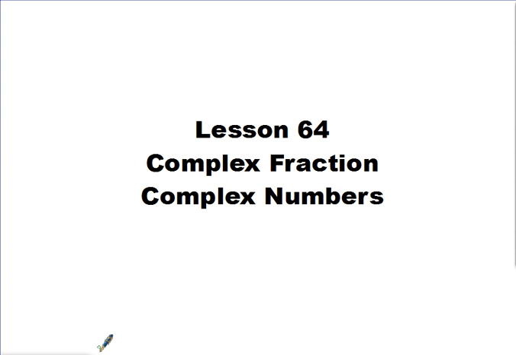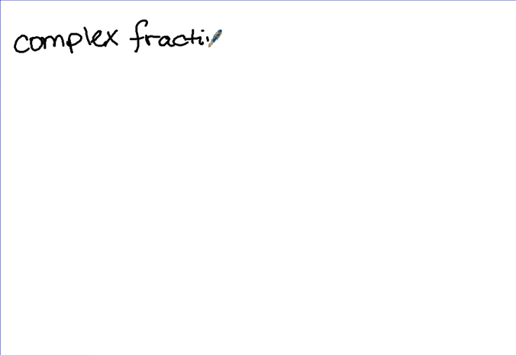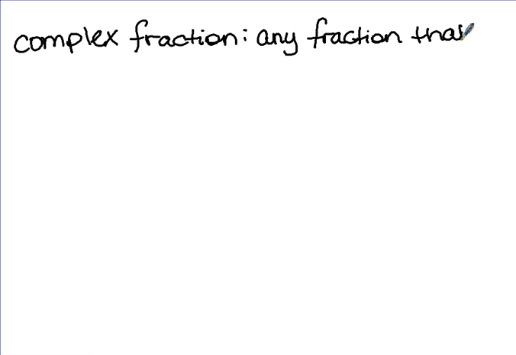Lesson 64, complex fractions and complex numbers. We've learned that a complex fraction is a fraction that contains one or more fraction lines. For example, if we have a fraction in the numerator as well as a fraction in the denominator, that would be an example of a complex fraction. As a reminder, a complex fraction is any fraction that contains more than one fraction line.